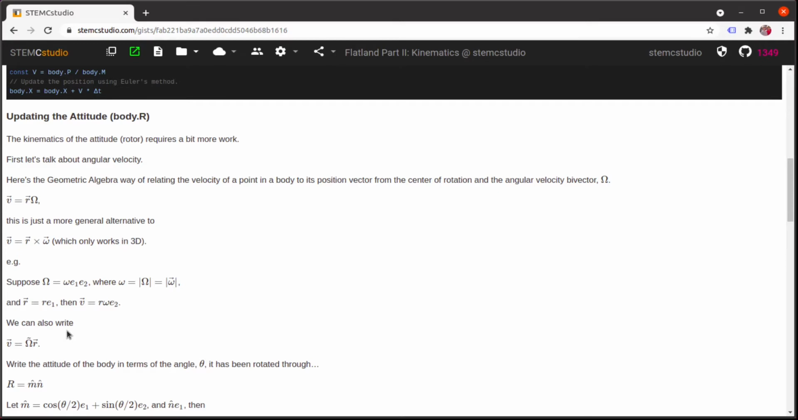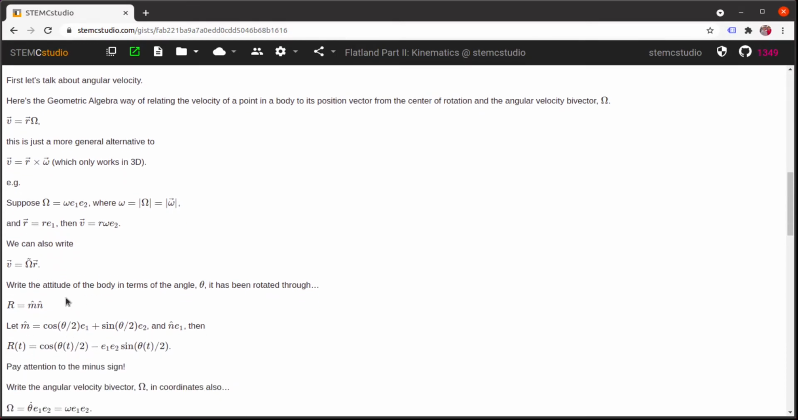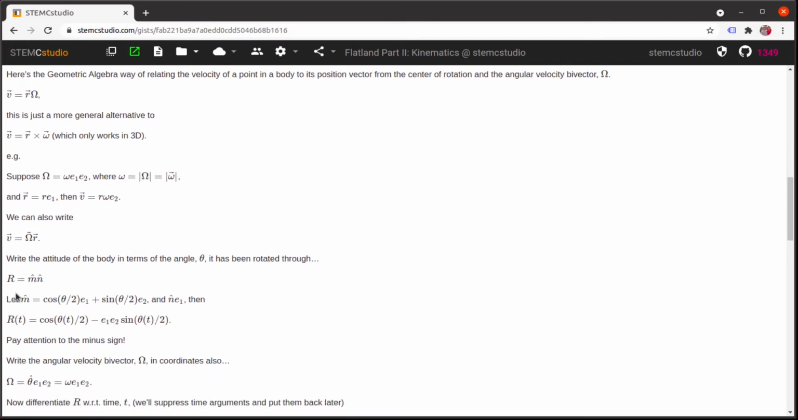Okay, so we're moving along. Let's think about a rotor for our body, and we'll define it in terms of the angle through which the body has actually rotated, which we'll call theta.